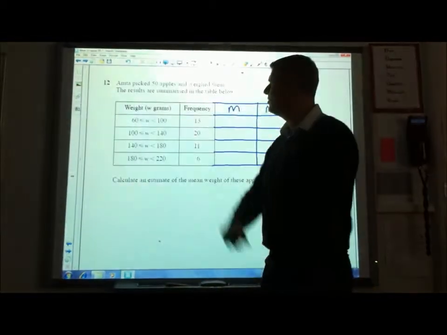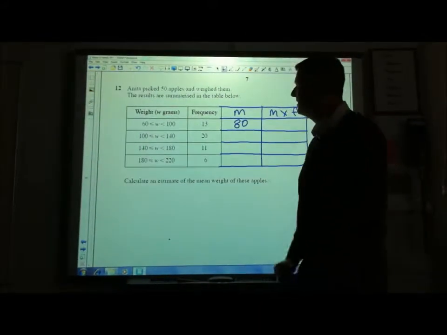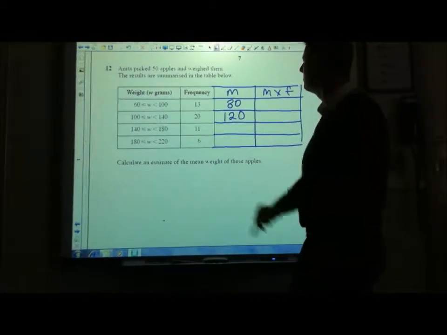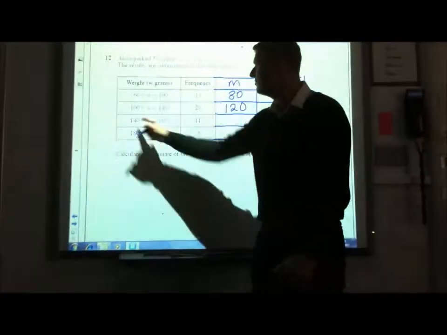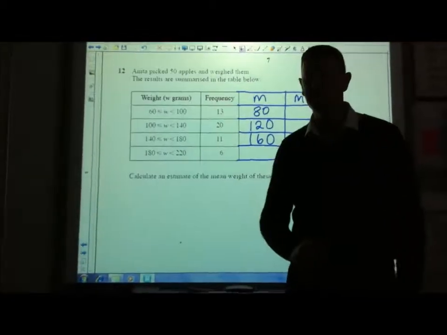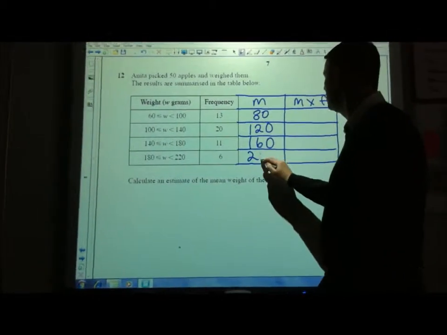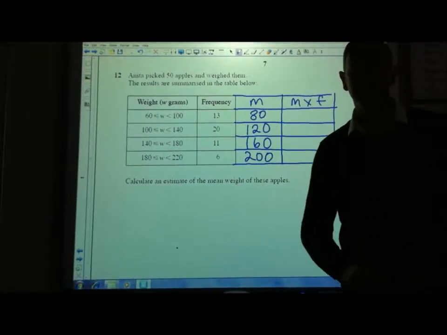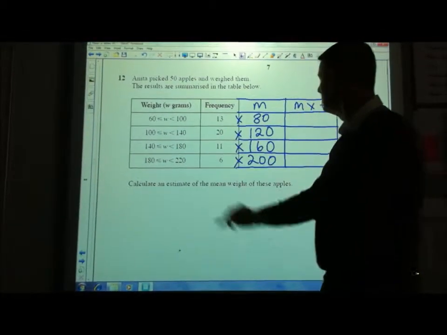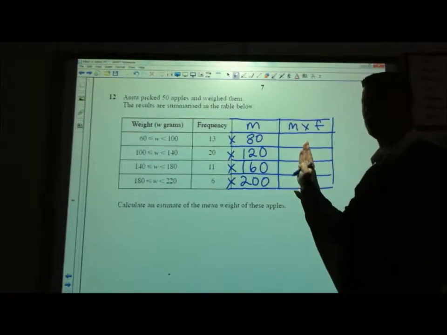So we'll look at the first group. Between 60 and 100 grams, the middle of that would be 80. Between 100 and 140 grams, the middle would be 120. Between 140 and 180 grams, the middle would be 160. And finally, between 180 and 220, the middle will be 200. Now at this point, we put some kisses down, and then we use our calculator to multiply across.